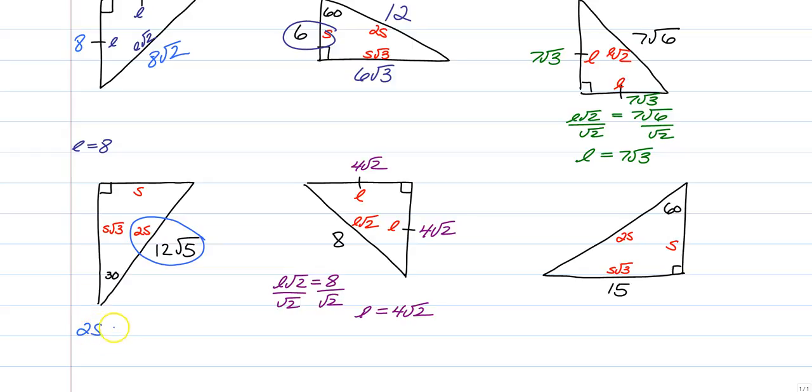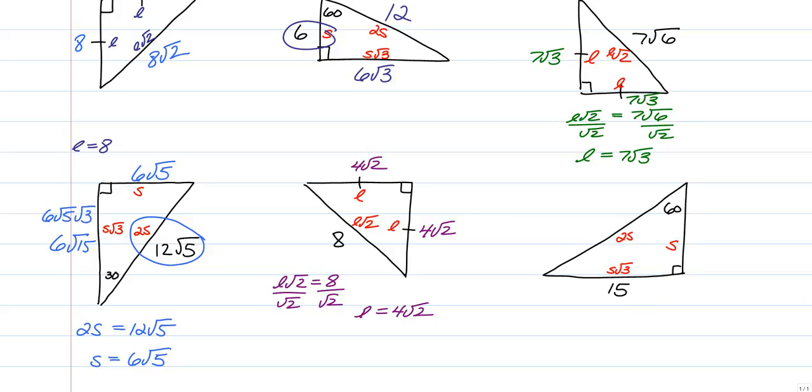So we have to solve for S. So 2S is equal to 12 root 5. Divide both sides by 2. And S is equal to 6 root 5. So here's an S, so here's a 6 root 5. Here's an S root 3, so this is a 6 root 5 root 3, which simplifies to 6 root 15.